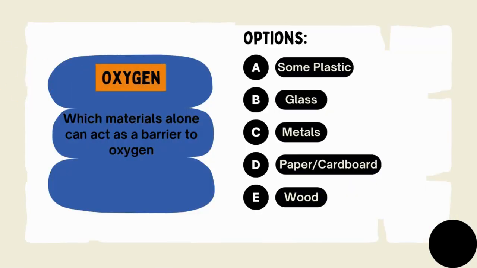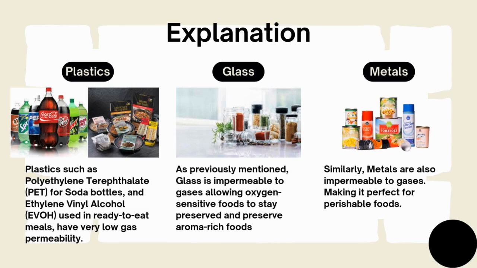What about oxygen? Which materials are oxidation resistant? The answer is A, B, and C as well. However, this time, the type of plastic differs. Moisture-resistant plastics may not be oxidation resistant, the only exception being PET. As previously mentioned, glass and metals are impermeable to gases.